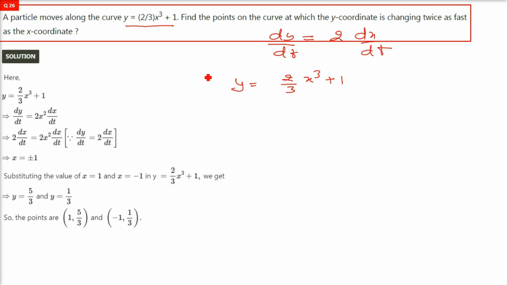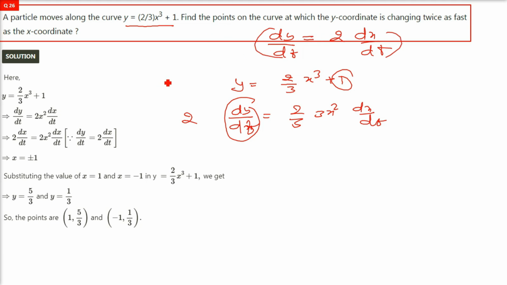Now we need to differentiate both the sides. So dy by dt will be equal to 2 by 3, x cube will be 3x square, followed by dx by dt, and differentiation of 1 will be 0. So there is a relationship here, but there is one more relationship I told you in the beginning: dy by dt is twice of dx by dt. I am replacing dy by dt with twice of dx by dt. So dx by dt gets cancelled on both sides.